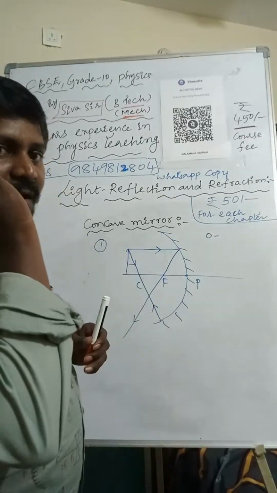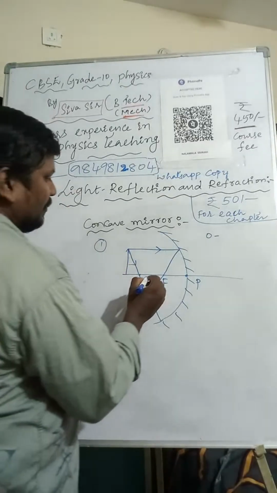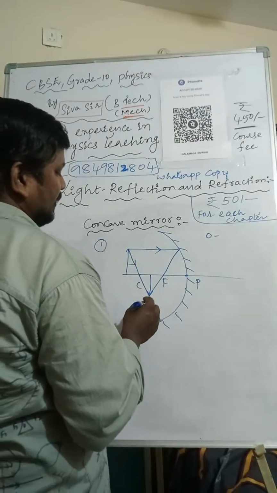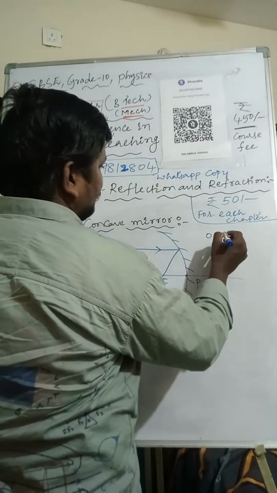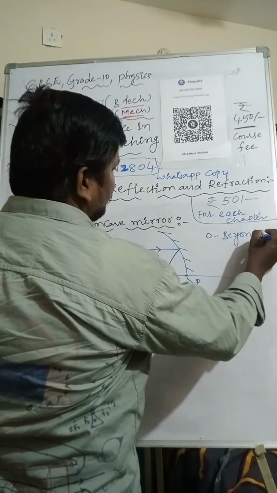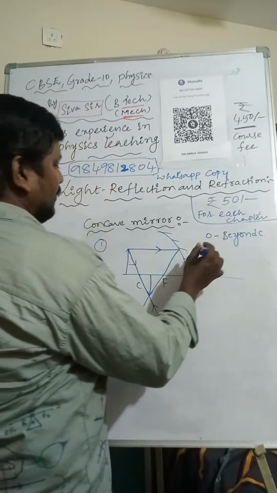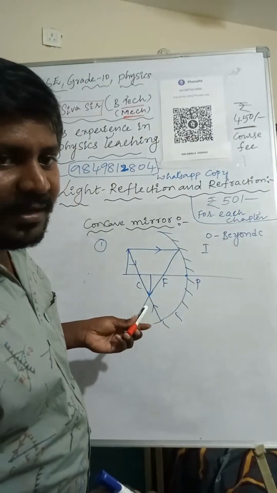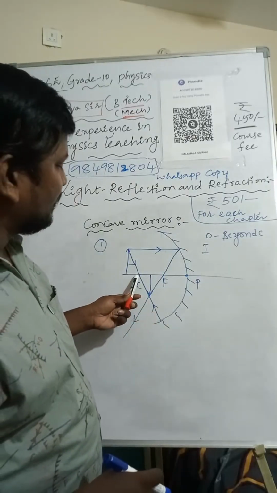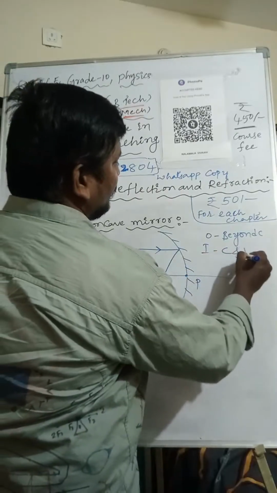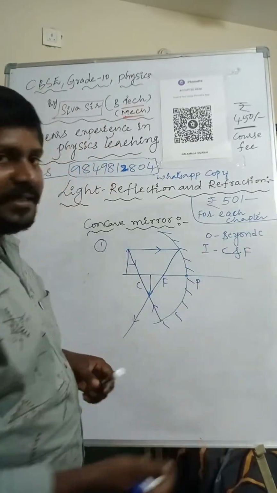So image will form between C and F. Object is placed beyond C. So where will the image form? Image will form between C and F. So what is the nature of the image?